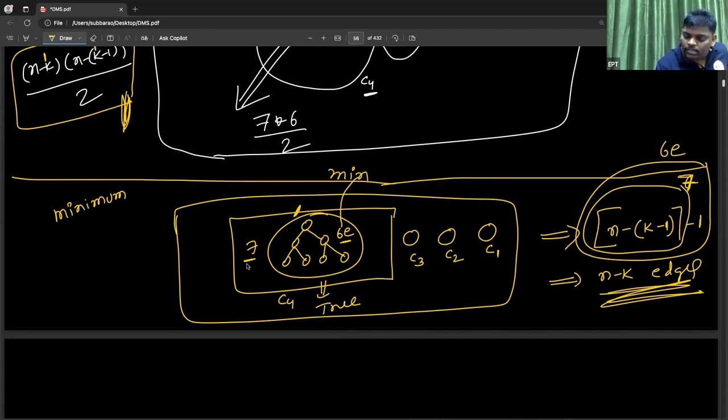So what is this 7? 7 can be written as n minus k minus 1. How can the 6 be written? A tree means 6 edges. How did it come? N minus k minus 1 already. These many vertices are there. From this remove one more, minus 1 plus 1 both cancel. So n minus k.